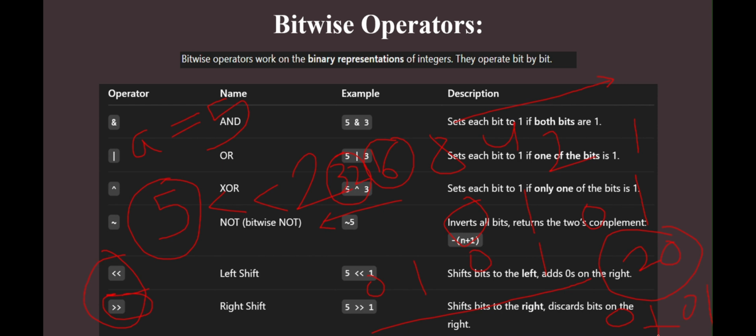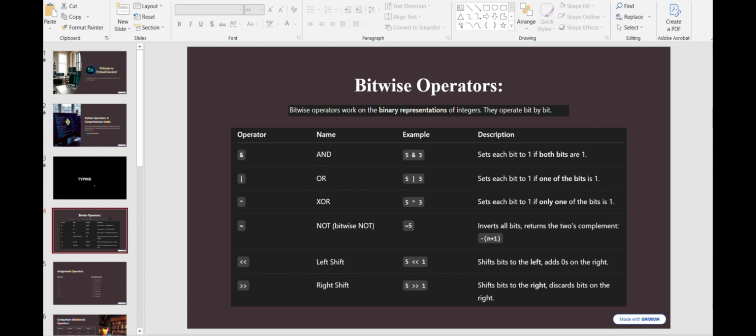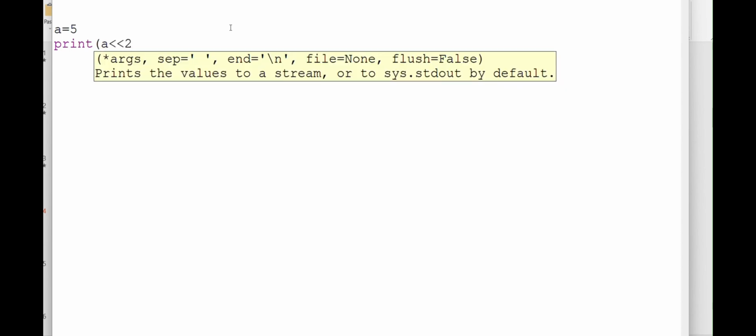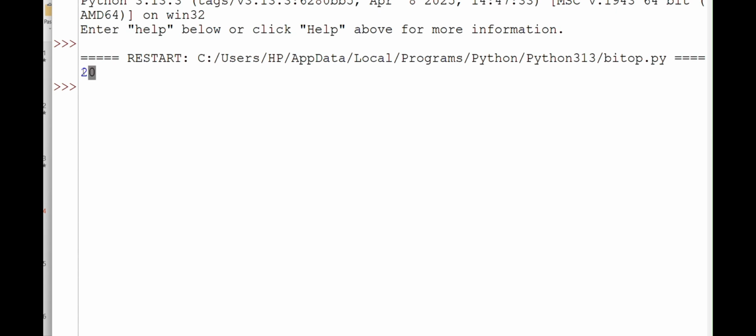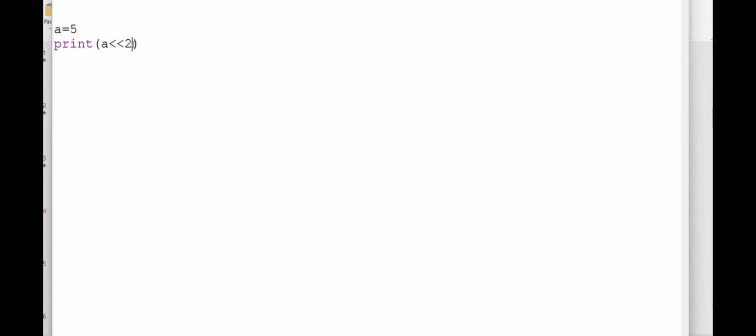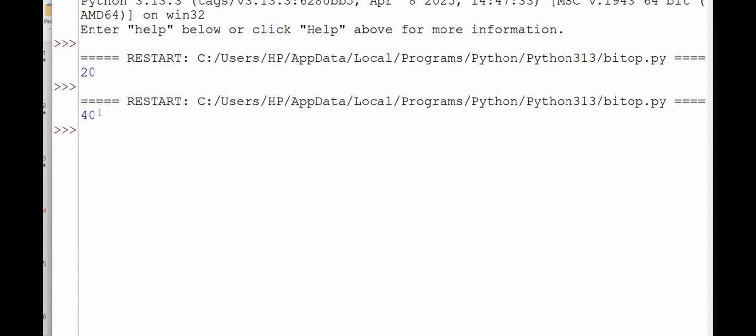Let's understand this in a better way with the help of code. For example, let's say I have a equal to 5. I'm applying firstly a left shift of 2. Let's run this. You can see what we are getting over here: we are getting 20. If I'm applying a left shift of 3, that means I'll be moving bits towards the left side by 3, and now I'll be getting 40, and so on depending on how you apply it. I hope this is clear how this is working.